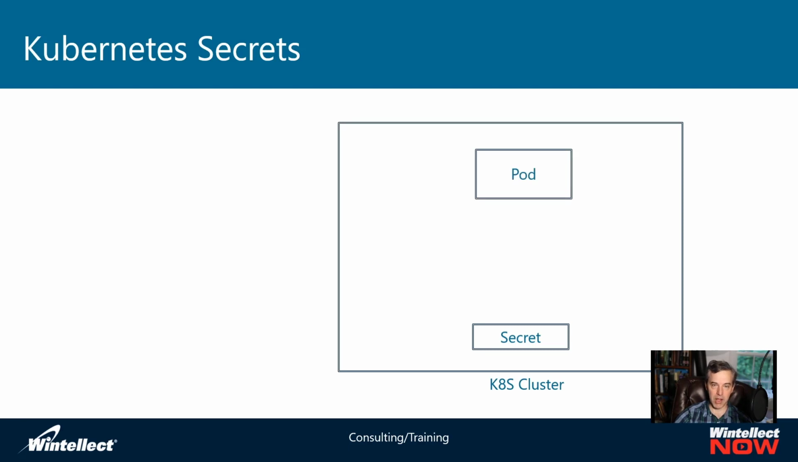So then I deploy a pod to my cluster, and then that pod needs to access that secret. As part of the manifest of that pod, what I need to do is point to that secret, and then it is able to read that secret out of the Kubernetes cluster, and it gets exposed in a number of ways, either through a file or through some kind of environment variable.